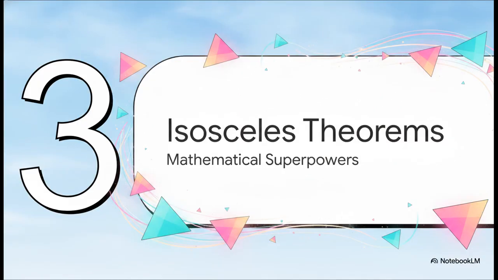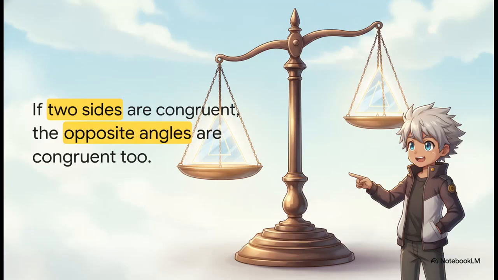Which brings us to section 3, the isosceles triangle theorems. This right here is the absolute foundation of everything we're discussing today, the isosceles triangle theorem. It basically states that if two sides of a triangle are congruent, meaning they are completely equal in length, then the angles directly opposite to those sides are inherently congruent, or equal too.